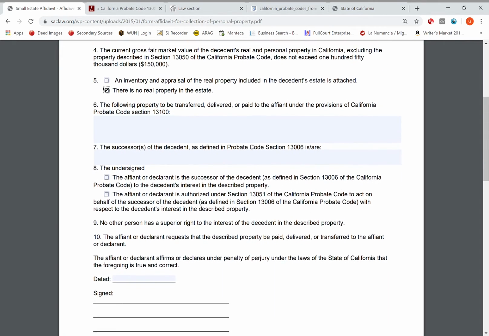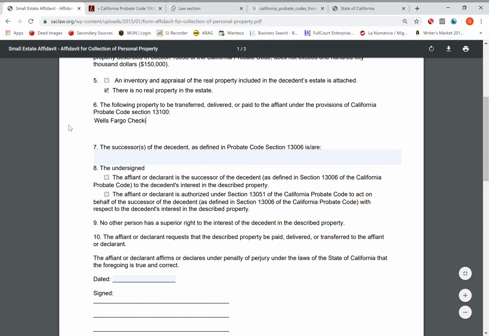All right. So then number 6, the following property to be transferred, delivered, or paid to the affiant under the provisions of California Probate Code section 13100. Okay, so this is where you list the stuff. I typically only like to list one line item per small estate affidavit. In the past, I've used it for 2 or 3. I find that can confuse things sometimes, but I'll fill out a few just to give you an example, okay? You want to be as precise as possible here, because if you're not, you might get rejected. So, Wells Fargo checking account number 54 blah blah blah, or MetLife life insurance policy, contract number blah blah blah. Just make sure you're full and complete.